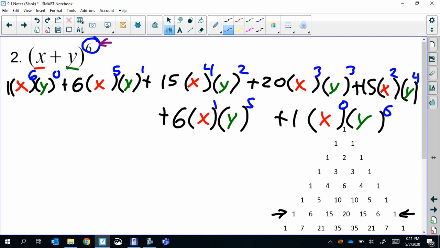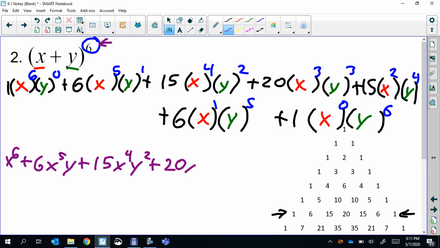All right, so now we got to work it out. There's no numbers involved with these exponents, so this is going to be super easy. It's going to be 1x to the 6th plus 6x to the 5th, and then y to the 1st. 15x to the 4th, y squared. 20x to the 3rd, y to the 3rd. 15x squared, y to the 4th.